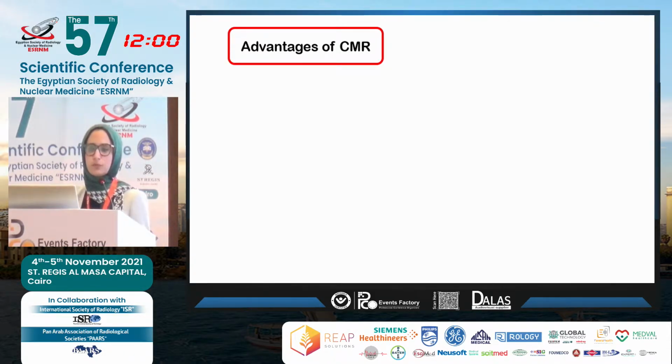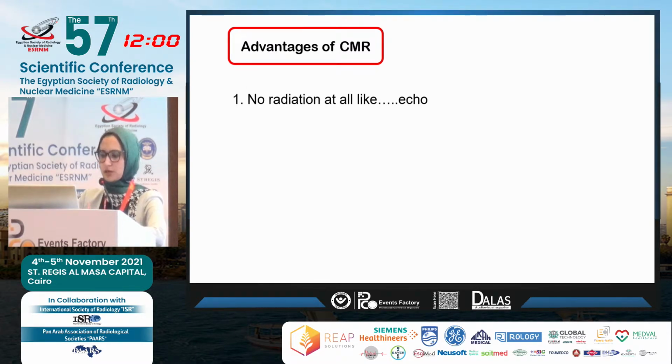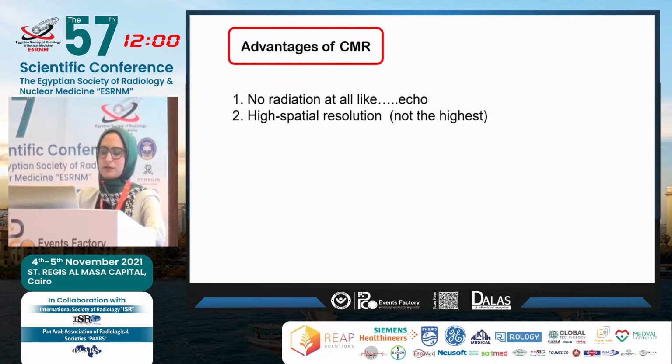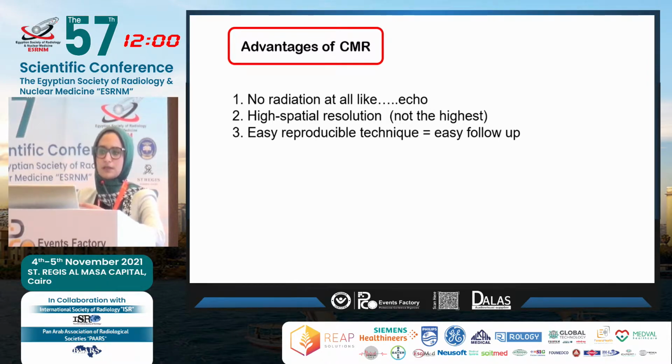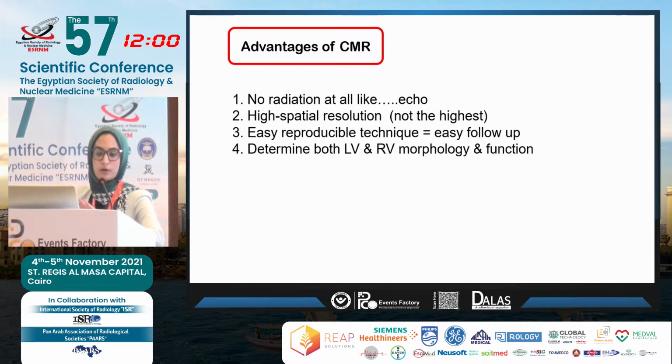First, to start off, what are the advantages of CMR? First, there's no radiation at all. Second, it has a relatively high spatial resolution, not the highest, but it's still high enough. Third, it's easily reproducible, so easy to use in follow-ups. Fourth, you can easily determine both LV and RV morphology and function since you get cine images, ECG gated.